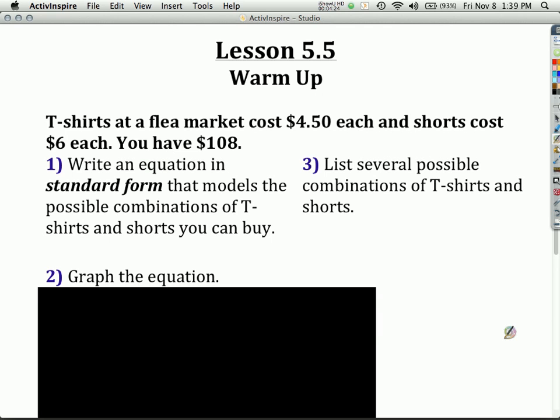Hands up. And so let's see how we're doing with standard form. What standard form equation would work for this scenario? Start with Sharif, Zabari, and then Hezekiah. What'd you get? 4.50x plus 6y equals 108.